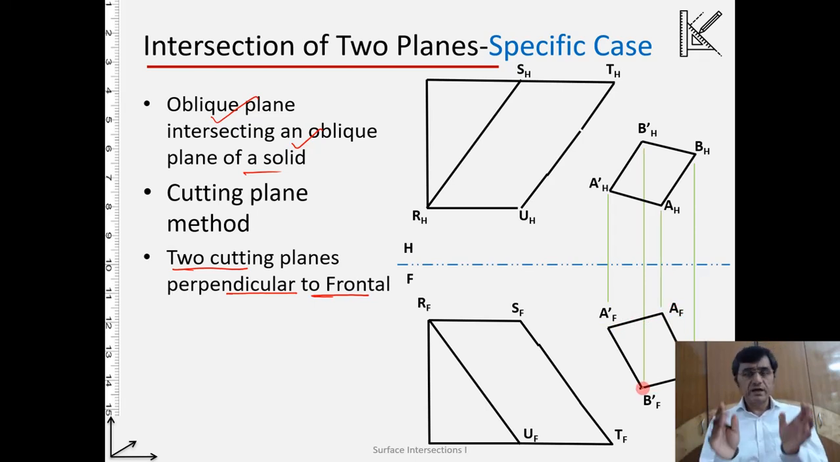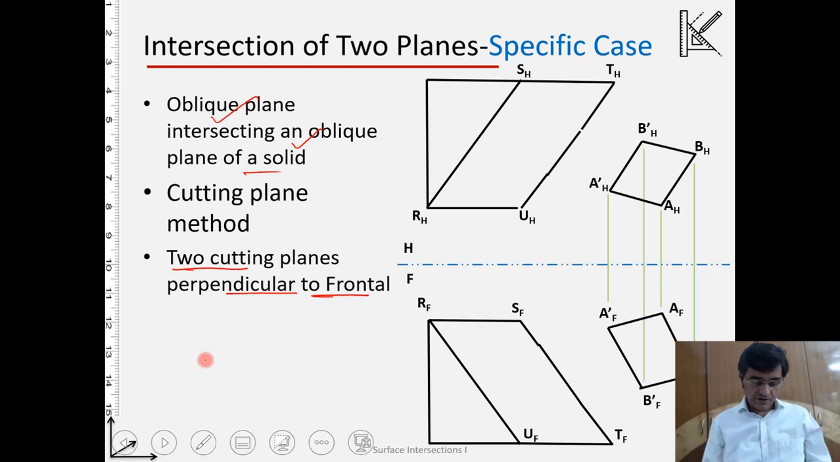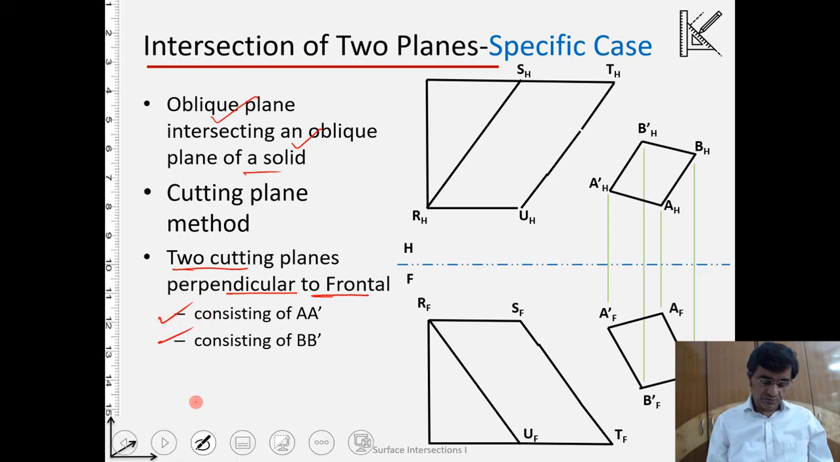Now what is A dash and B dash? Try to visualize it. In the object space, A dash B dash is a given plane, a plane like this. So I am taking a cutting plane consisting of this line, another cutting plane consisting of this line. Only the thing is, in this case the cutting plane is not horizontal, it is perpendicular to the frontal. So if I draw the cutting plane, these are the two cutting planes that we are taking.